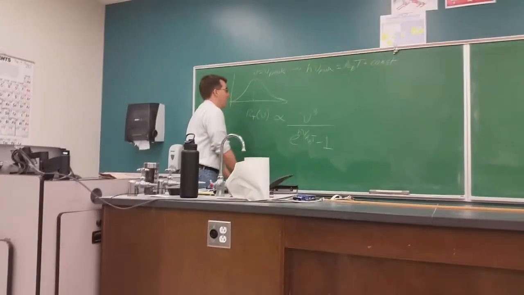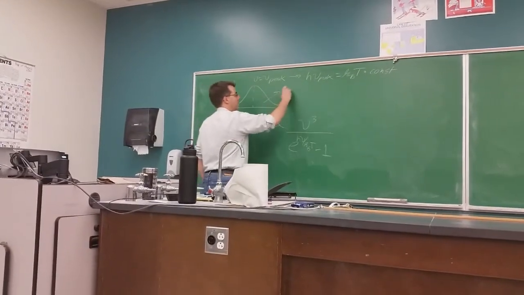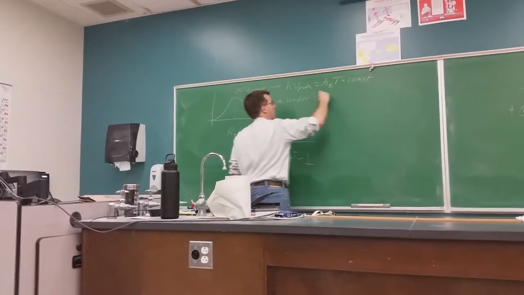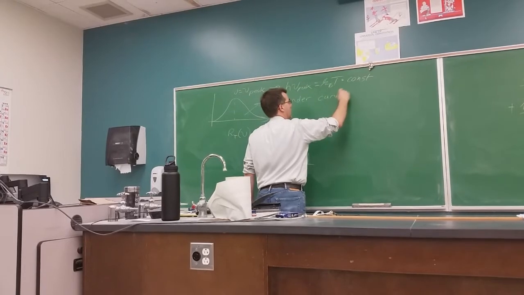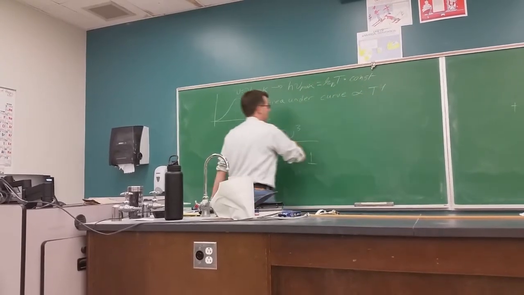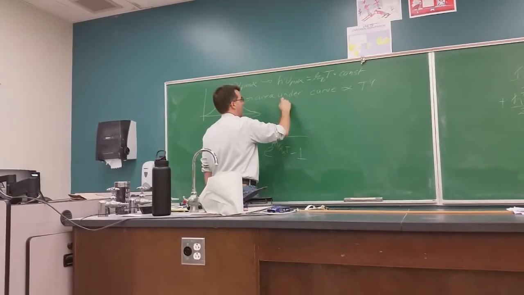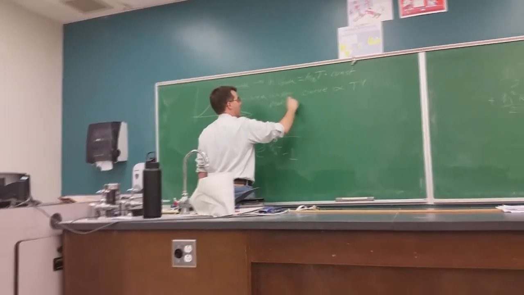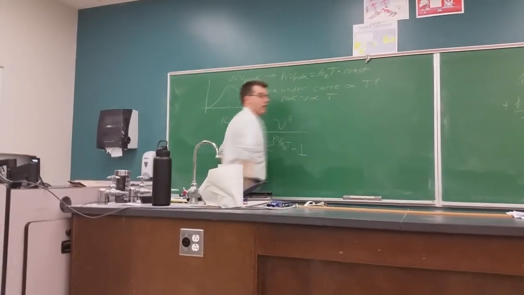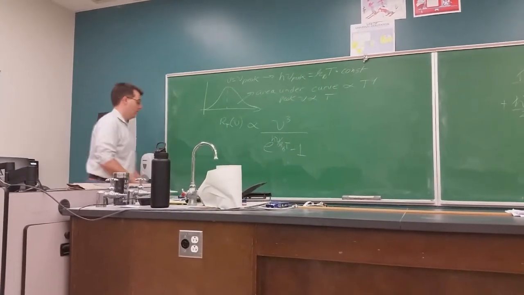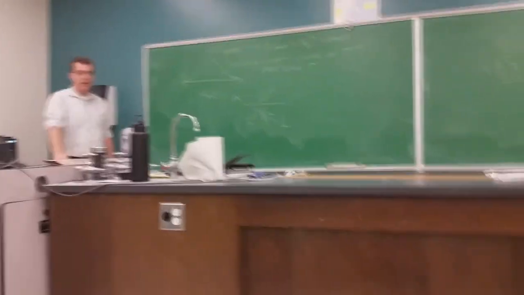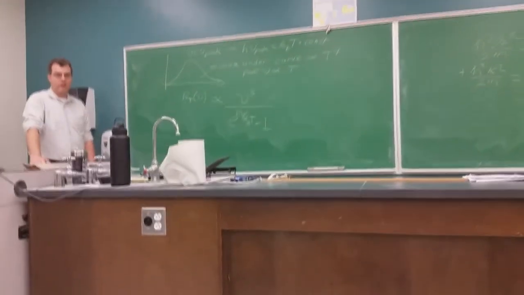Know that the area under the curve is proportional to T to the fourth. Know that the peak nu is proportional to T. Just know stuff like that. It gets you a long way in analyzing data and designing experiments.